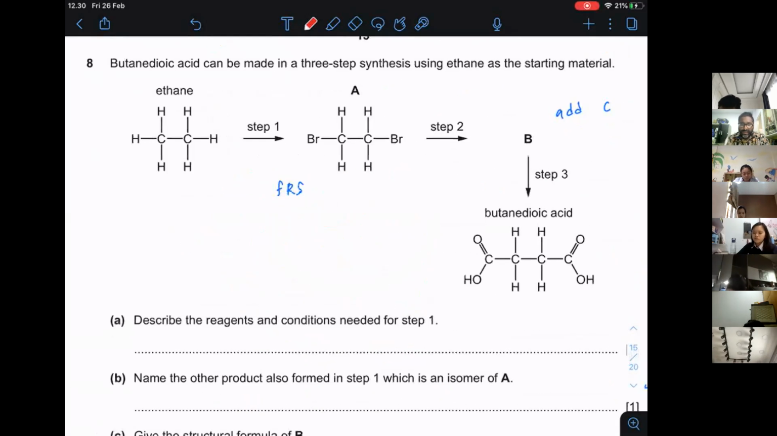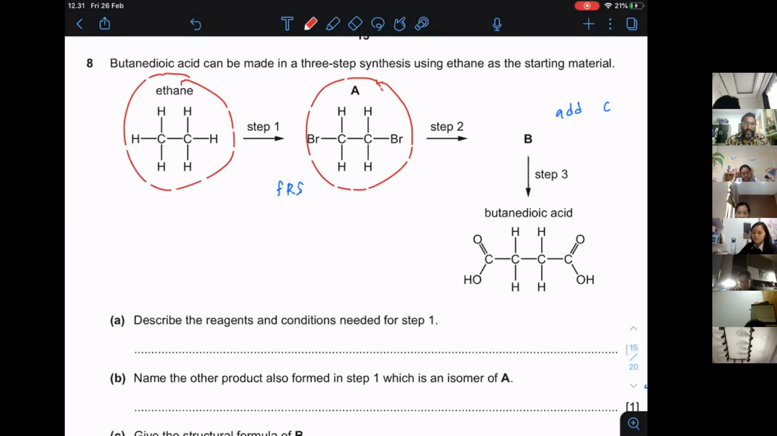It's already 12:30. Just give me a moment so I can finish. Butane dioic acid can be used to make a 3-step synthesis using ethane as the starting material. So you use ethane. This one there is only a single bond, saturated, and then you are going to get this. This one is definitely free radical substitution. And then suddenly there is an increase in 2 carbons. Why suddenly is there an increase in 2 carbons?